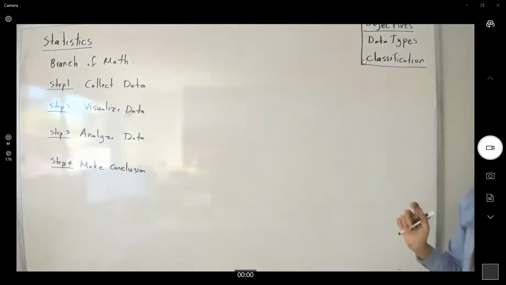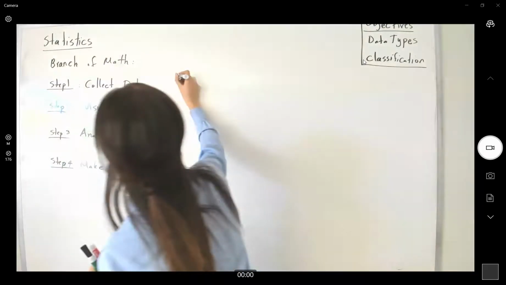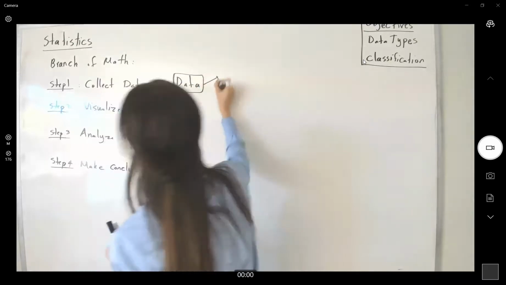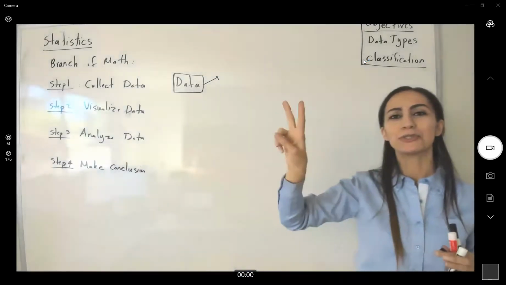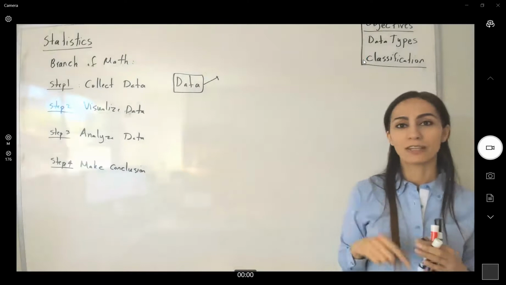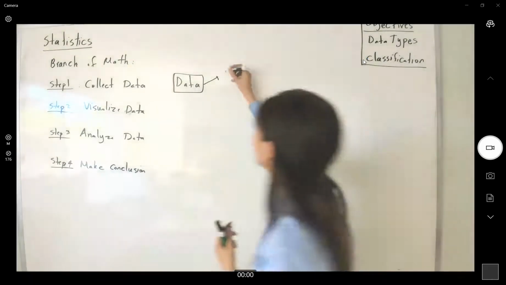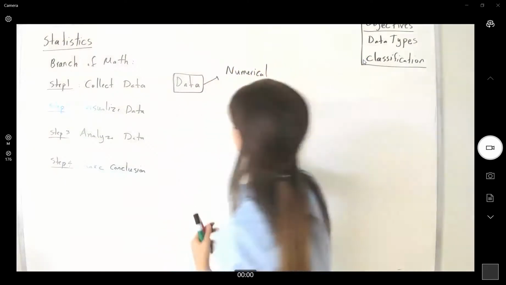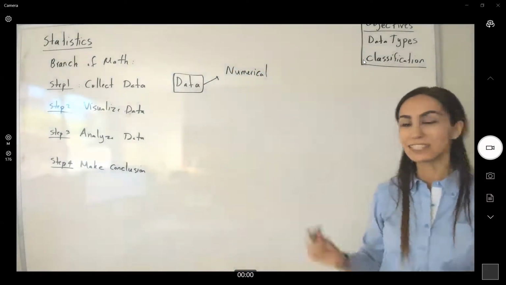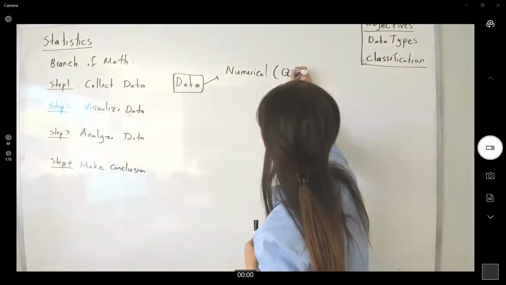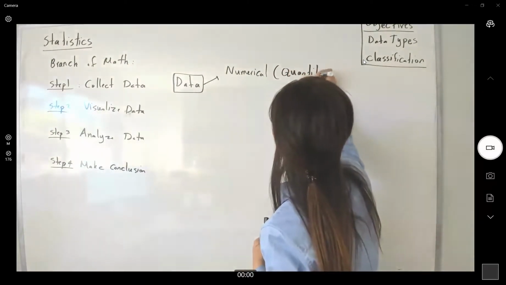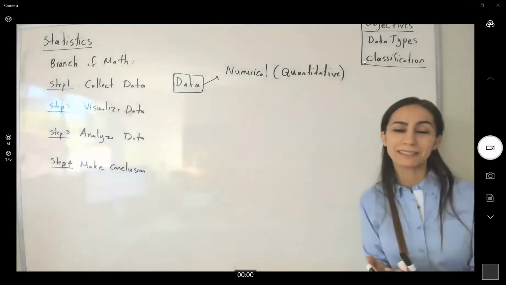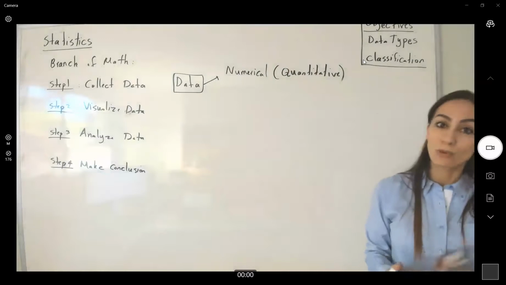We start talking about data. Remember that we classify data in this class into two classifications. The first one is numerical. Another name for numerical, quantitative. Like height, weight, GPA, scores.